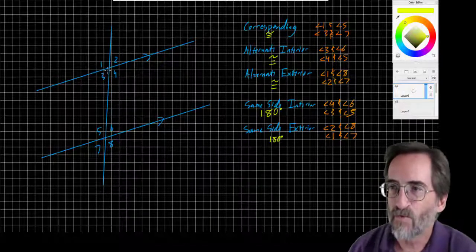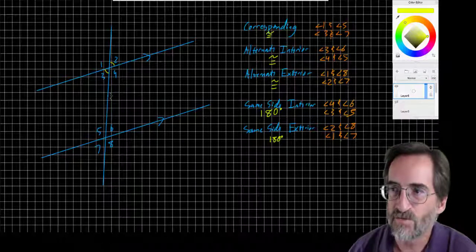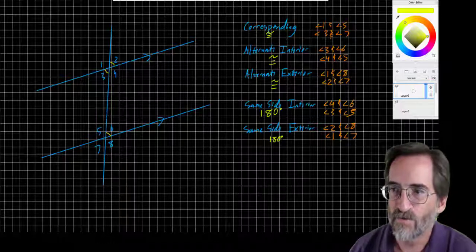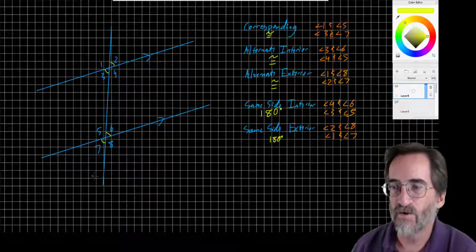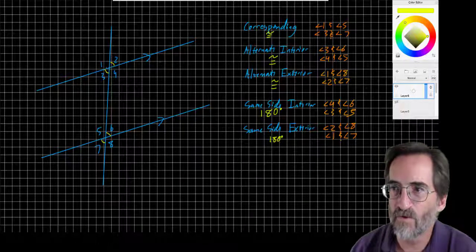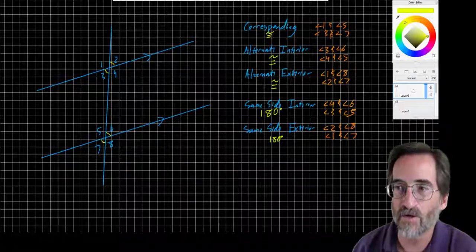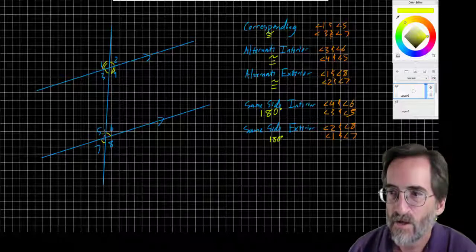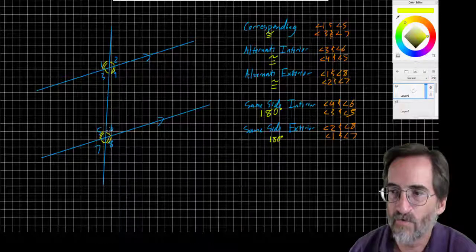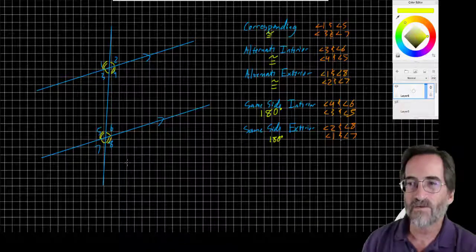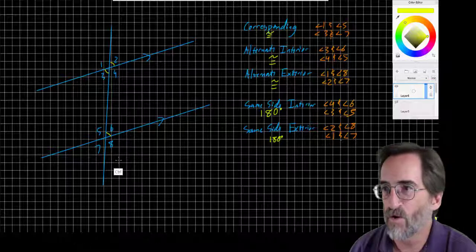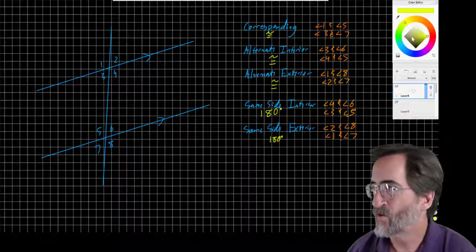So basically what happens here is 3 is the same as 2, they're vertical angles. 3 is the same as 6, they're alternate interior angles. 3 is the same as 7, they're corresponding angles. And 6 and 7 are vertical angles. So all 4 of those angles, 2, 3, 6, and 7, are congruent. Likewise, 1 and 4 are congruent, and 5 and 8 are congruent, and 1 and 4 are congruent to 5 and 8. If we knew one of the angles, we would know all of the angles. That's a cool application.